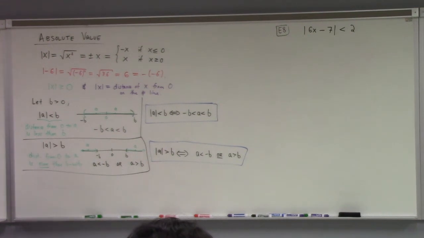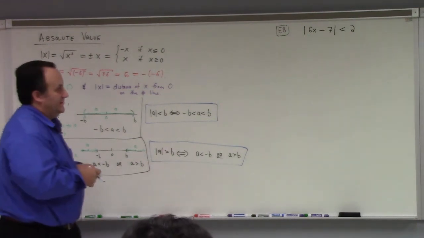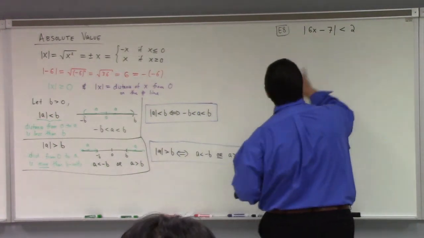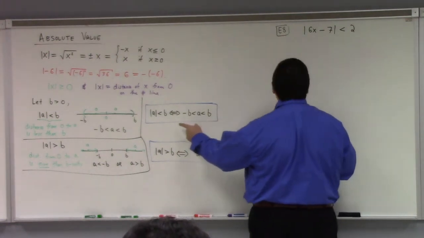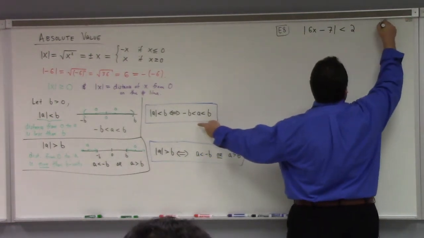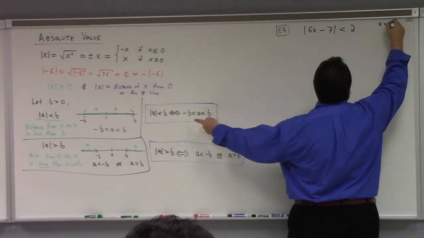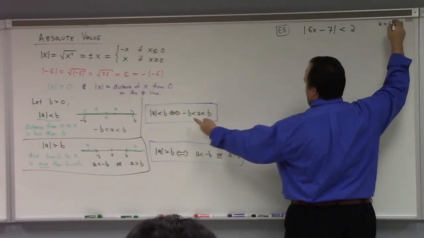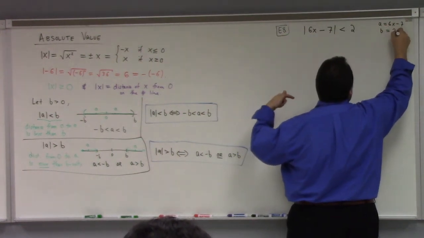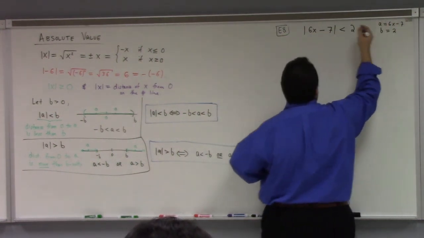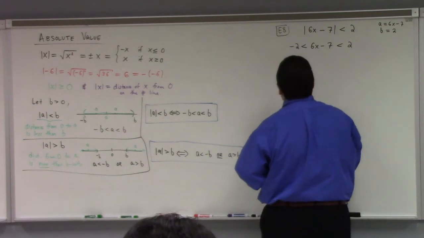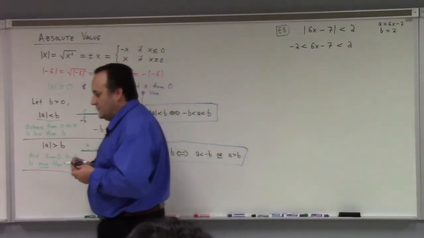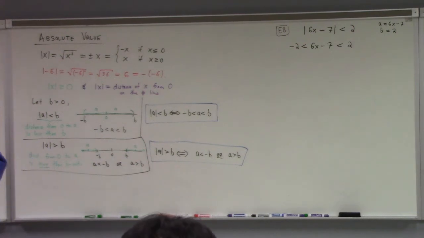How do you solve this inequality involving absolute values? The answer is consult the boxes. So I go, well, this is a less than problem, so I look at this. And I think to myself, I can think of A as being 6x minus 7, and in the pattern, B is 2. So just use that pattern. So we get minus 2 is less than 6x minus 7 is less than 2. So we can unwrap an absolute value less-than inequality as a compound inequality. Notice that the absolute value is gone.